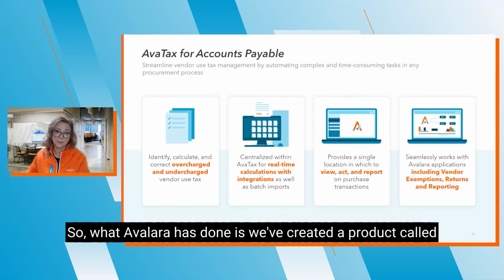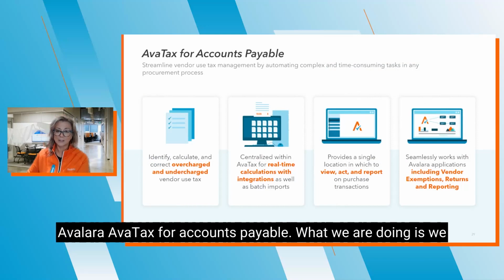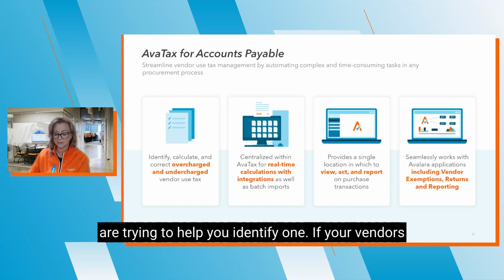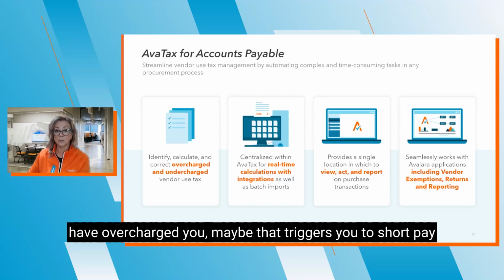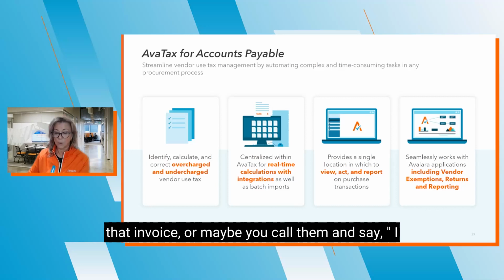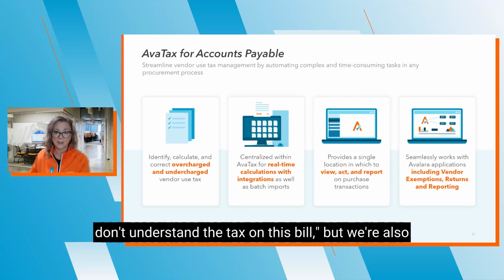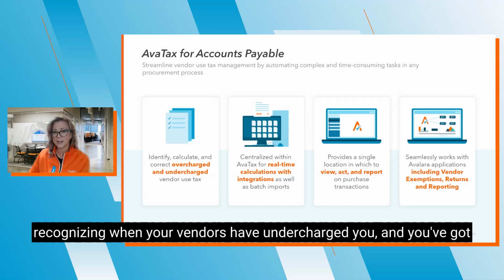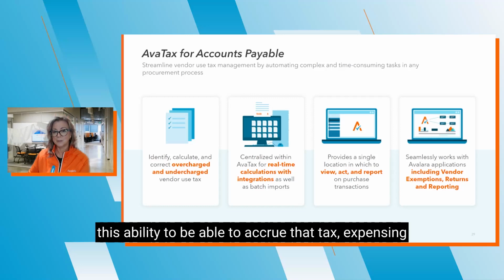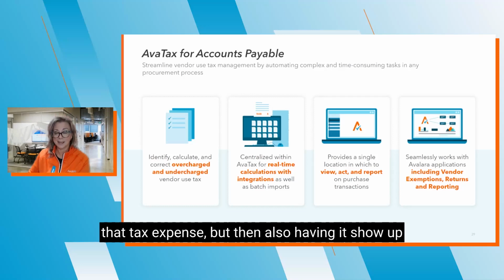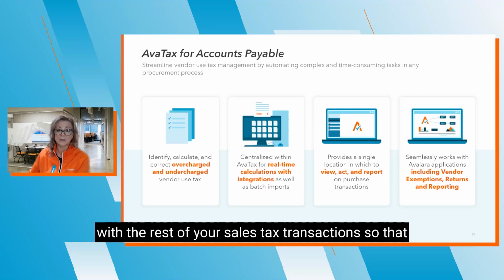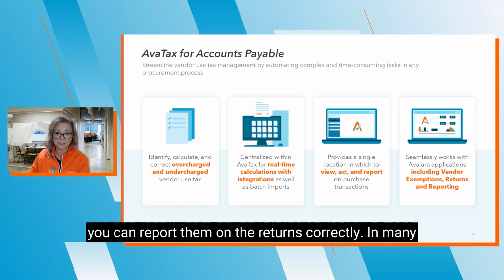So what Avalara has done is we've created a product called Avalara AvaTax for accounts payable. And what we're doing is we're trying to help you identify, one, if your vendors have overcharged you, maybe that triggers you to short pay that invoice. Or maybe you call them and say, I don't understand the tax on this bill. But we're also recognizing when your vendors have undercharged you. And you've got this ability to be able to accrue that tax, expensing that tax expense, but then also having it show up with the rest of your sales tax transactions so that you can report them on the returns correctly.